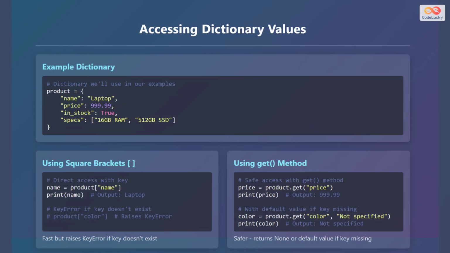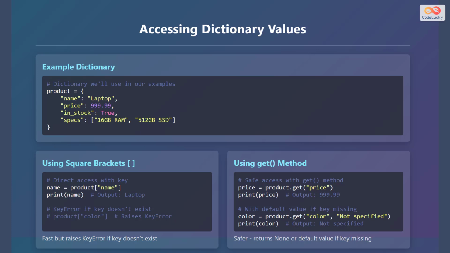Let's see how to access values in a Python dictionary. The first method is by using square brackets. You can directly access a value by specifying its corresponding key within square brackets. But if the key does not exist in the dictionary, it raises a key error.